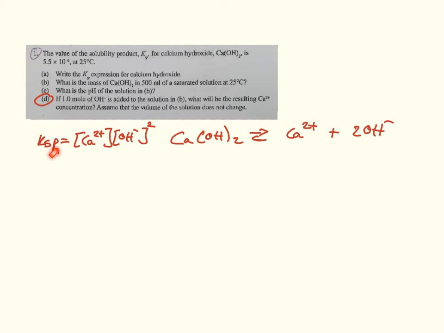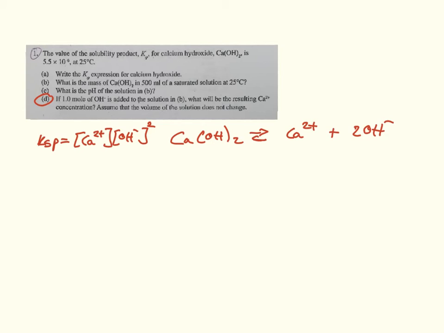So essentially what we're going to do here is plug in our Ksp value and our concentration of hydroxide, and then we can solve for calcium, because the two have to multiply together to be Ksp. So our first step is to figure out what our concentration of hydroxide in the solution is at the moment, then we'll plug it in and solve it.